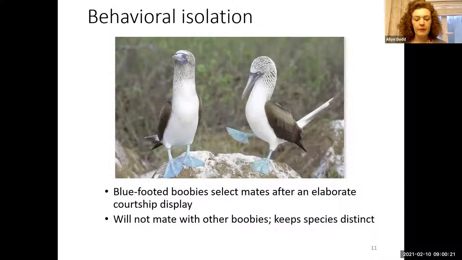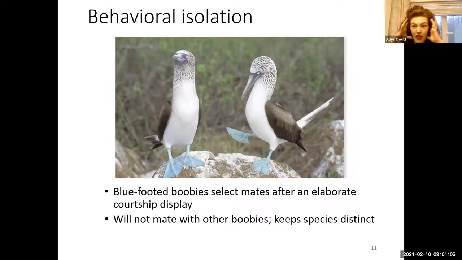A great example of this, and this is a visual cue, is boobies. Various species of boobies, and this is a blue-footed booby here, have elaborate courtship displays. In animal behavior, if you take that class, we will actually watch these courtship displays and they are hilarious. So this is a male blue-footed booby doing the blue-footed booby courtship dance. It's an adorable dance. And the female, she does not look very receptive, but they will not mate with other booby birds, other boobies.